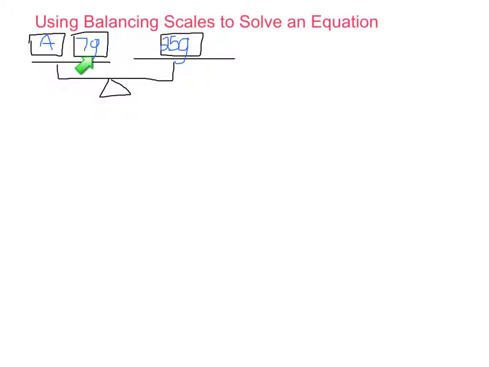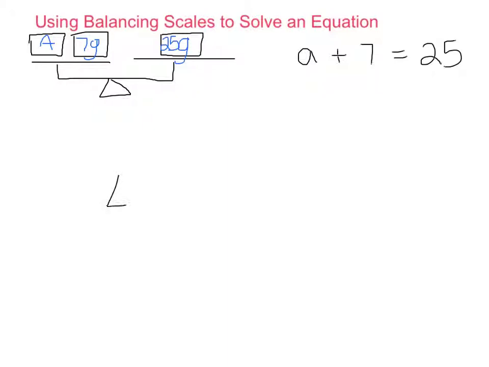So I see that there's only one A, and there's a 7, and then on this side of the equation we have 25. So if I was to represent this as an equation, it would be A plus 7 equals 25. Using the balancing scales, I know I need to get rid of this 7 from this side of the equation. But if I get rid of 7 from this side of the equation, what do I have to do to this side? I need to get rid of 7 as well.